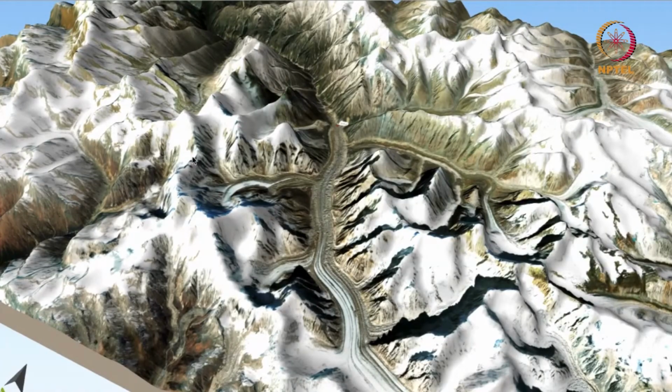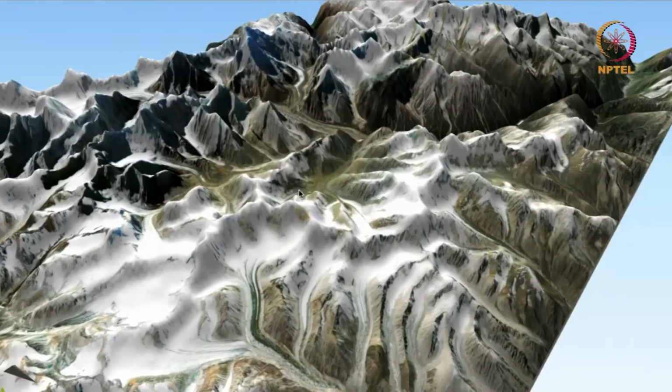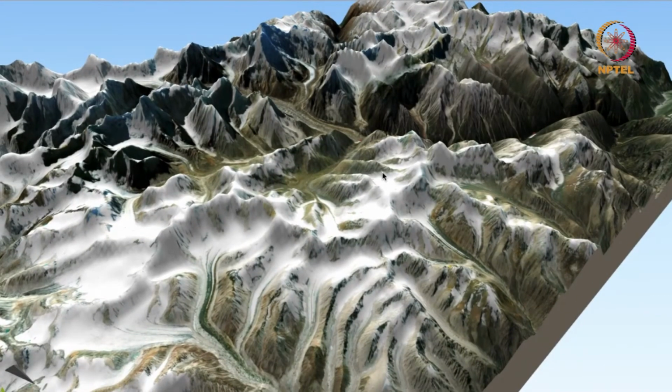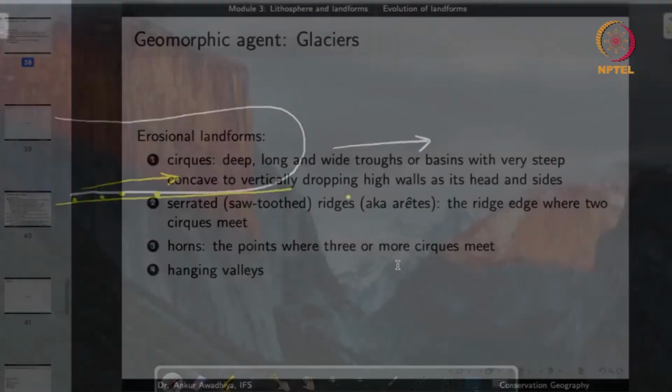And you can find it in all different places. Here you have a cirque, here you have a cirque, in between you'll have this edge. So these are all different erites. This again is another erite. So in the case of a glacier, this is another of the erosional landforms. The erites or the serrated saw-toothed ridges, the ridge edge where 2 cirques meet. We also find horns in the glaciers, which are points where 3 or more cirques meet.